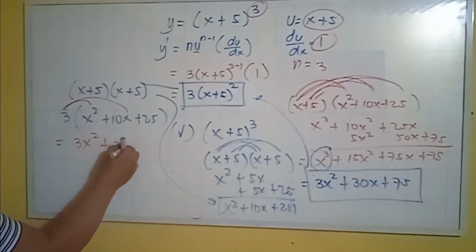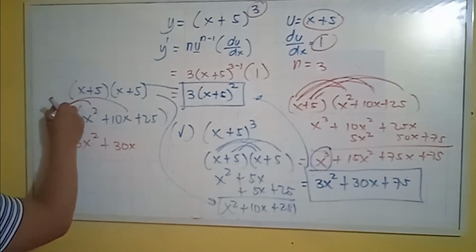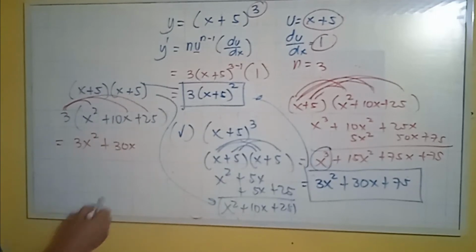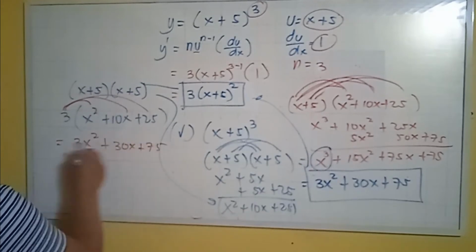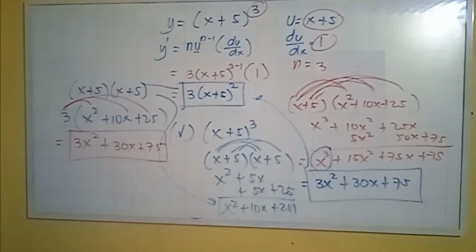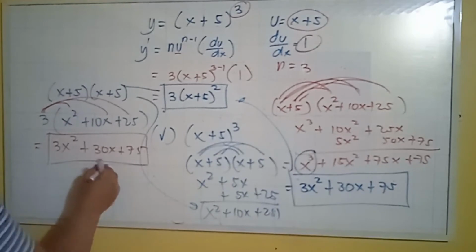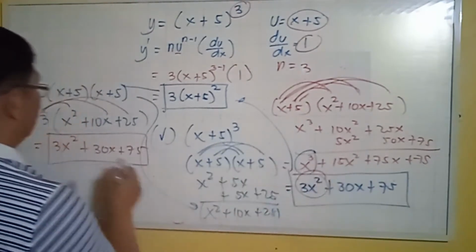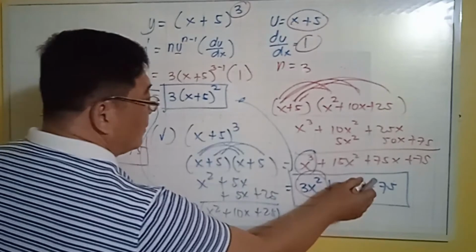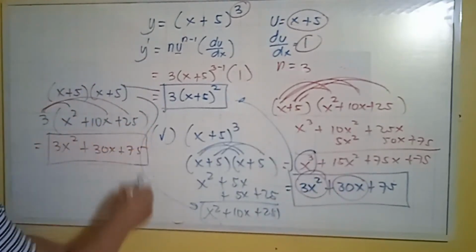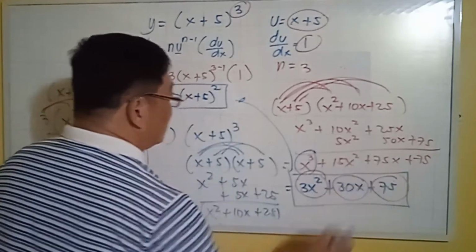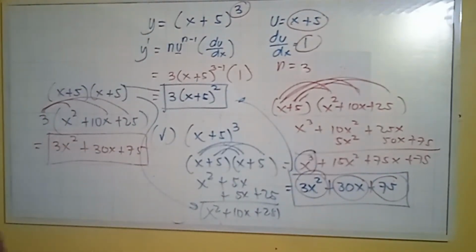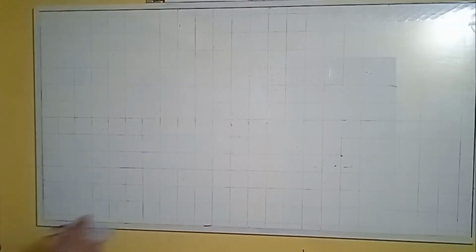plus 30x plus 75. So are they the same? Yes, they are the same. 3x squared, 30x plus 75. So using chain rule, the answer will be this one. 3x squared plus 30x plus 75. Okay, let's try another one.